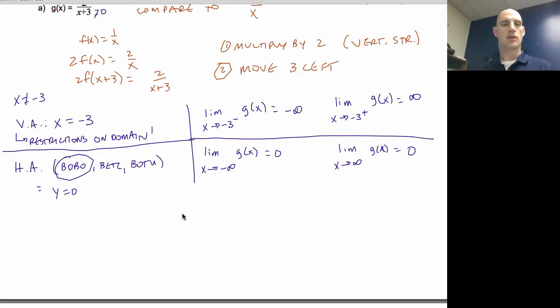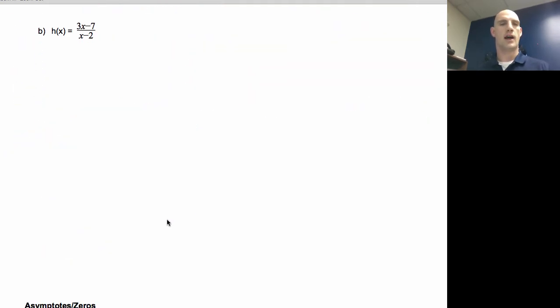All right, here's one for you to do on your own. And so you're going to be comparing it to the original. You're going to be finding the horizontal and vertical asymptotes. You're going to be describing the end behavior as it moves toward the end.